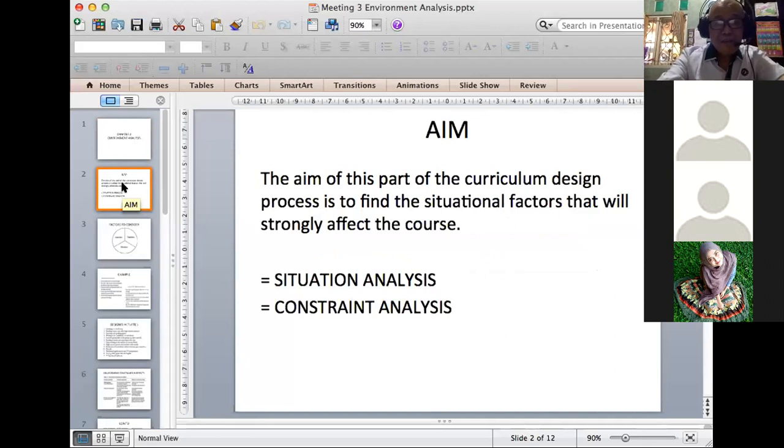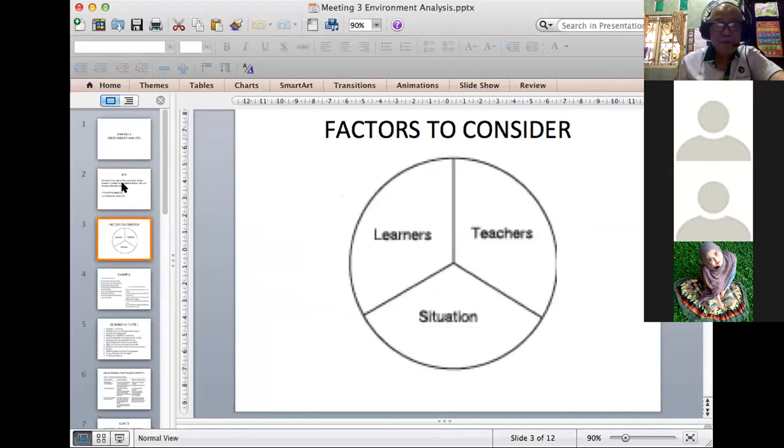So in this discussion, we would like to address one of the most important steps in curriculum development, the situational factors that will affect our course or our curriculum. The situation and the constraints that we have in each situation. Last week, we mentioned the three factors that we have to consider. That's the learners, teachers, and situation.